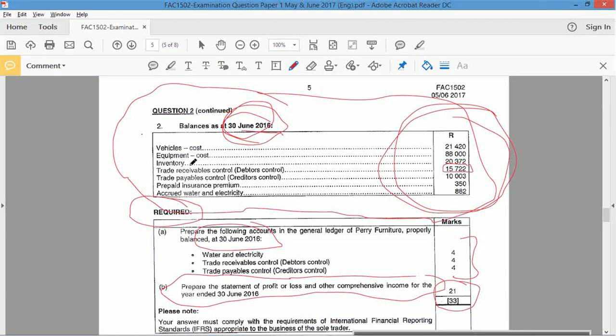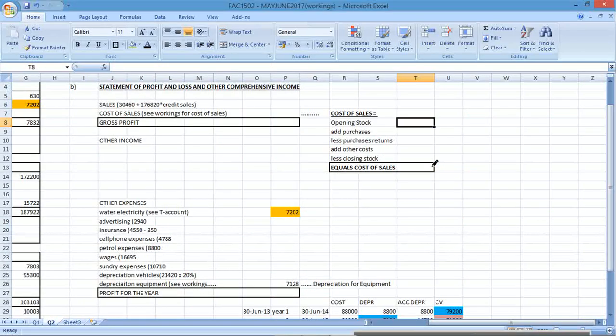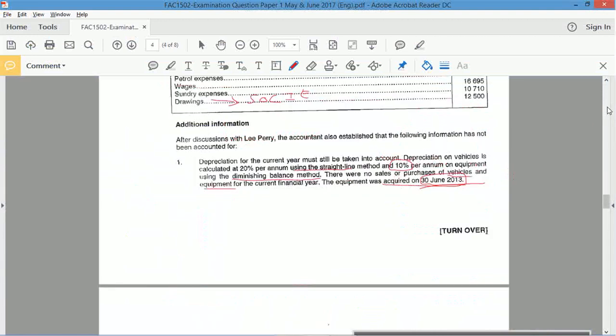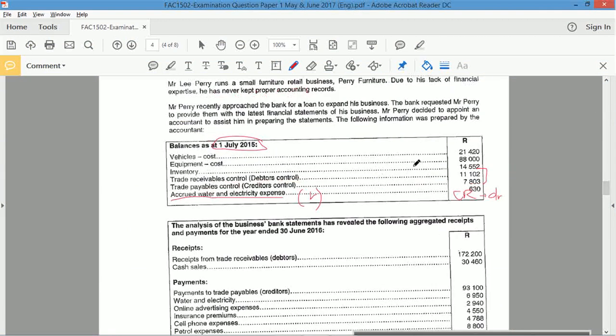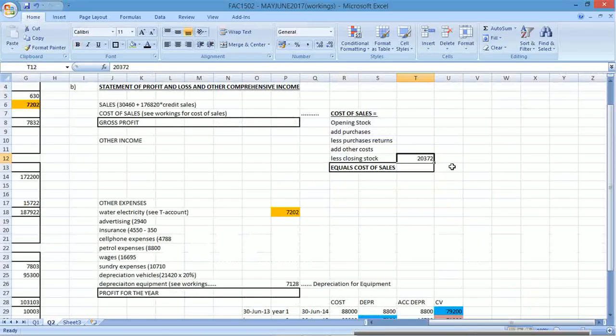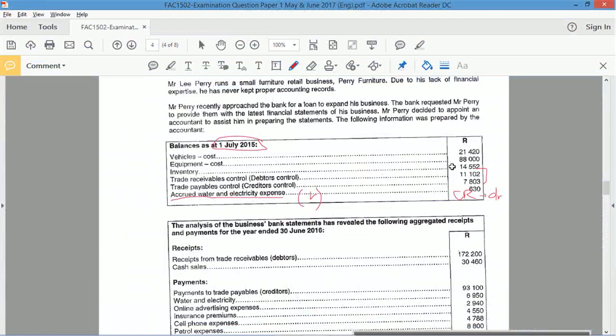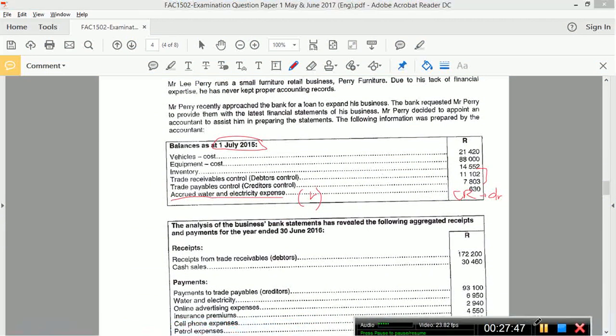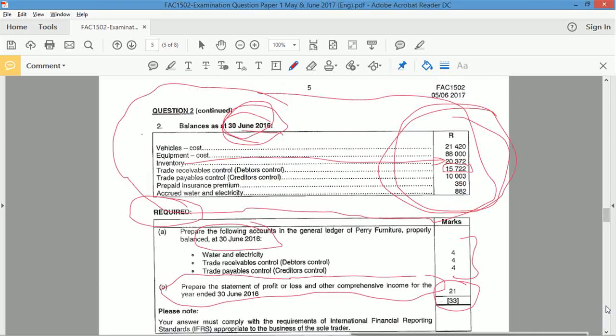Okay, so opening stock, do I have that information? This is closing stock, right? Yeah. 20,372. Okay. This 1st of July, 14,552. Right, what else do we need here? Vehicles, equipment, inventory. We've done that. That's fine. And there wasn't anything else there other than that.